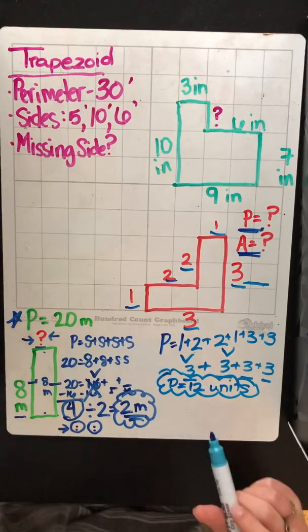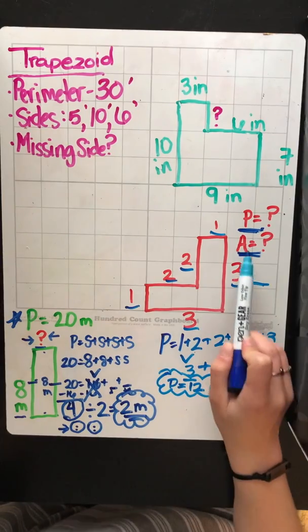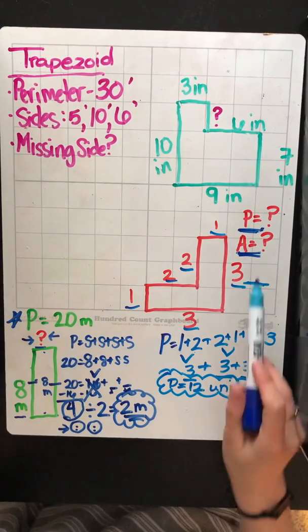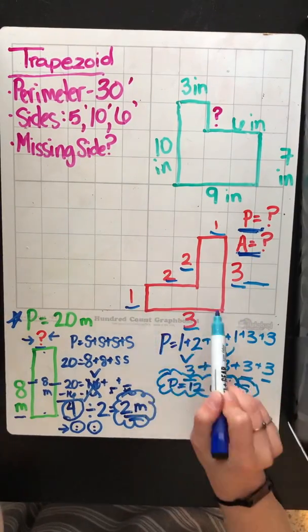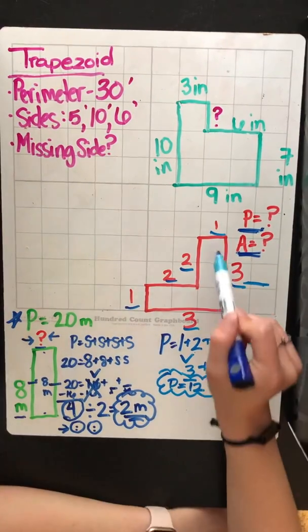So here I've answered part A, what is my perimeter? But now I need to find what is my area. So looking at this shape, what is the very first thing I'm going to have to do to figure out my area?